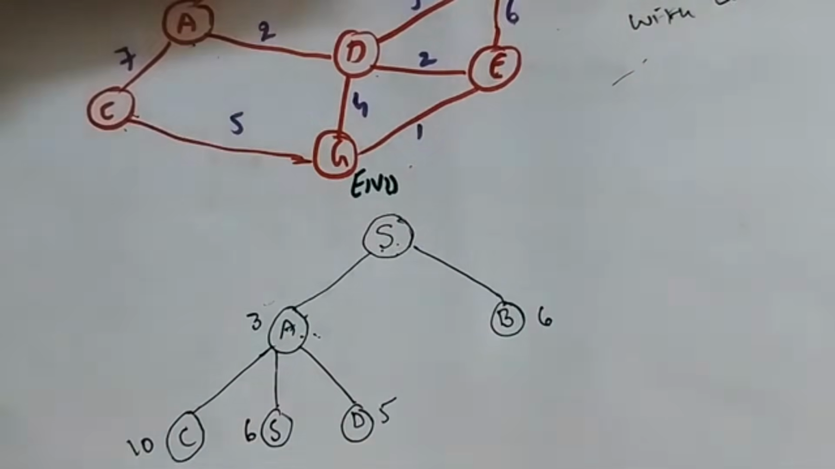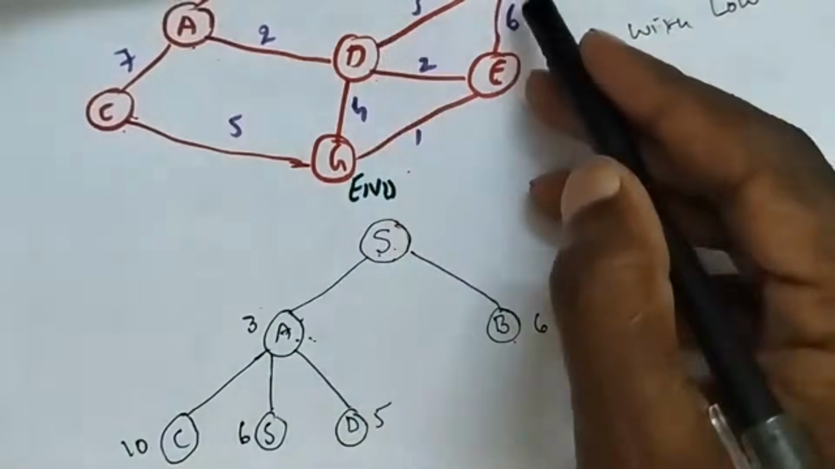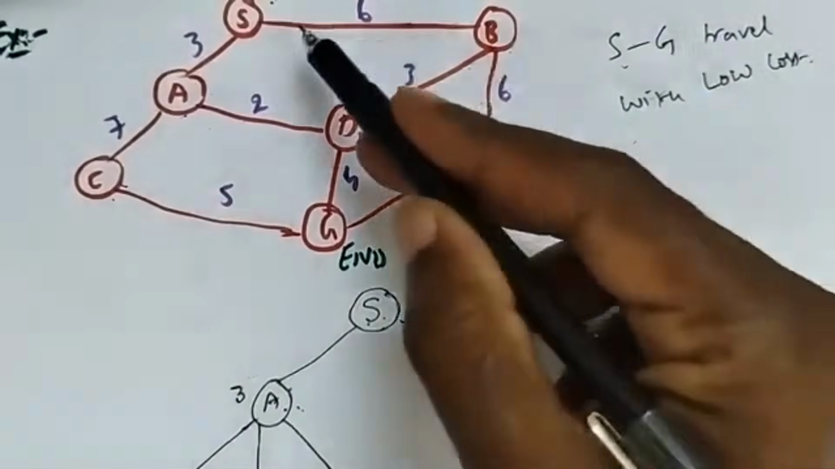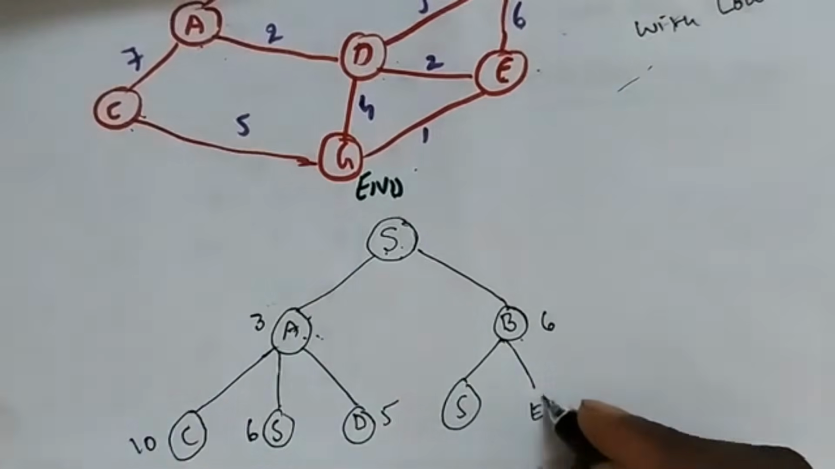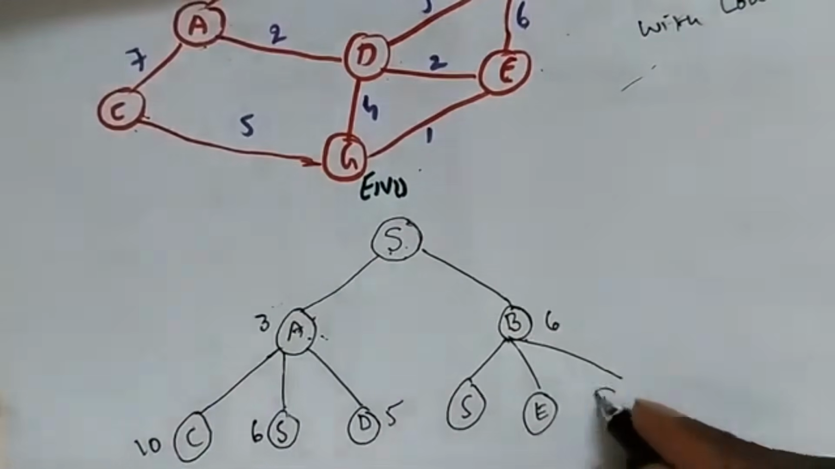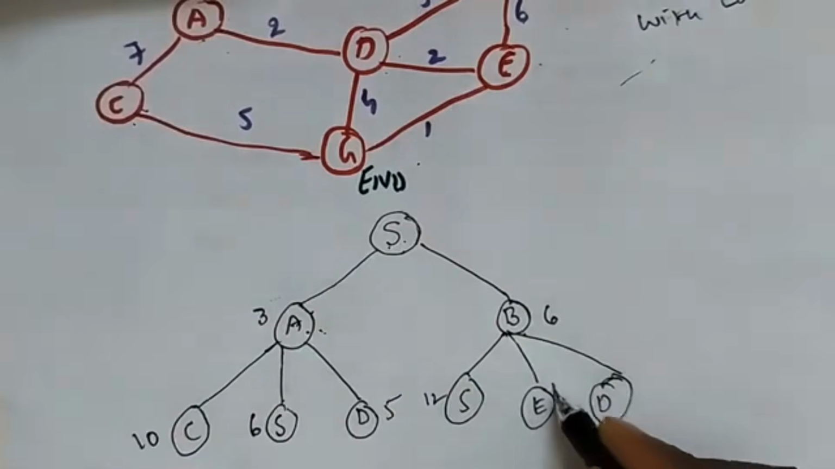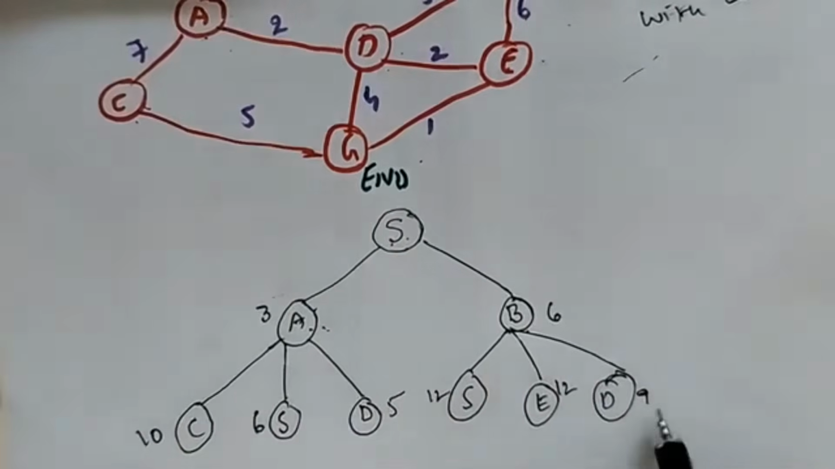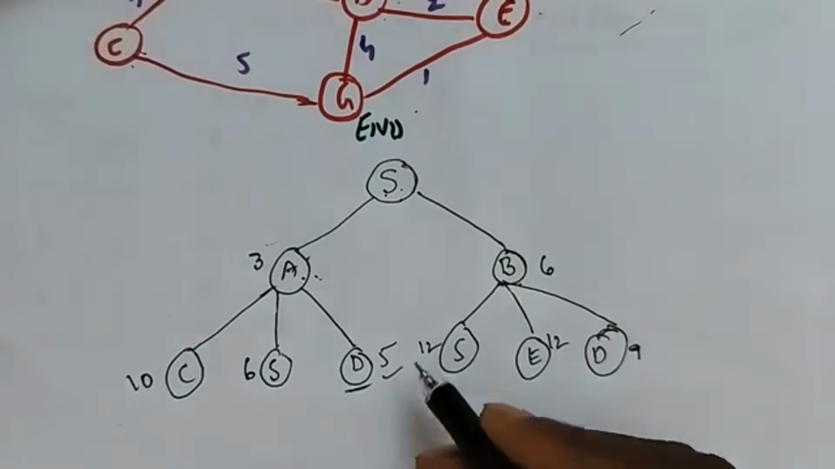Okay, next, what about B? B side also contains 3 possibilities: B2S, B2E, B2D. The cost for B2S is 12, B2E cost is 12, and B2D cost is 9. Okay, among all these sub-problems, which one is the least price? The least one is 5, so we have to expand here.